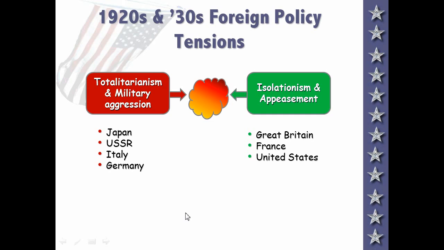So the pattern that we're going to see in the 1930s as we build up towards World War II is aggression on the part of one of the totalitarian dictatorships, mostly Germany, but some of the others too. They're going to aggress, they're going to take land, or they're going to break a treaty or whatever it is.